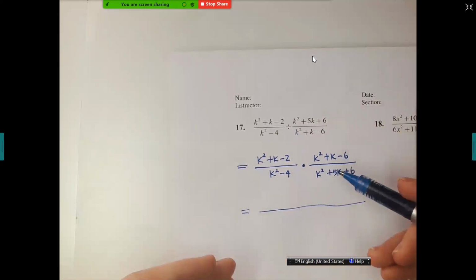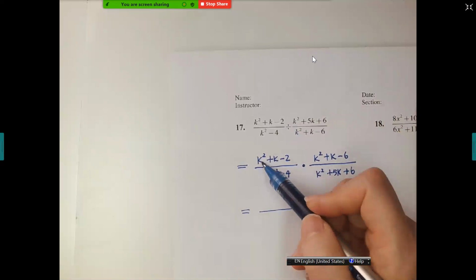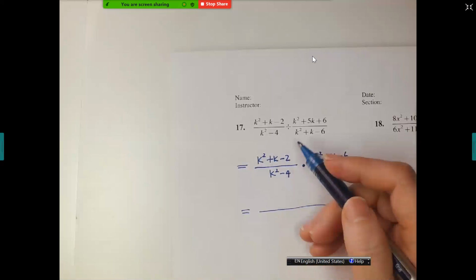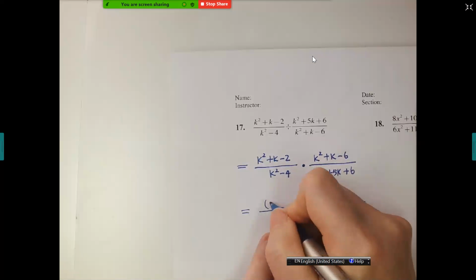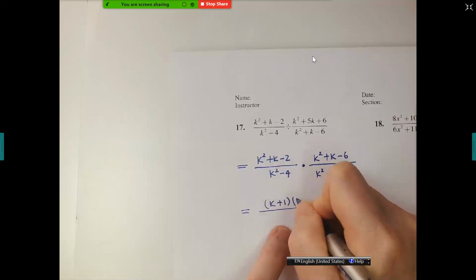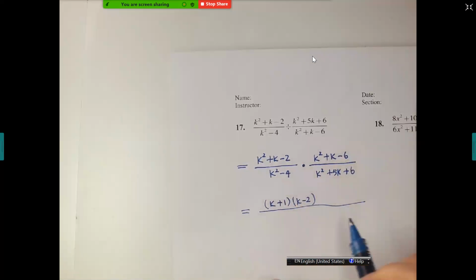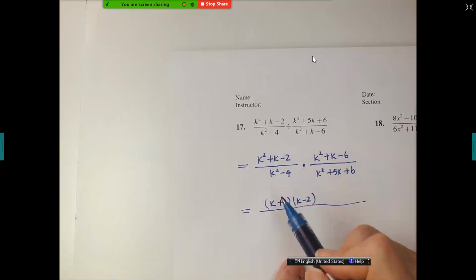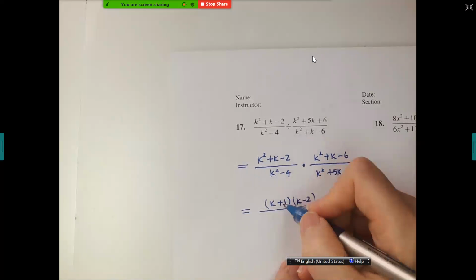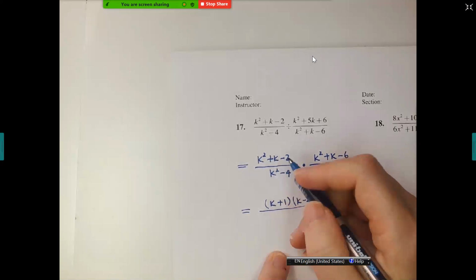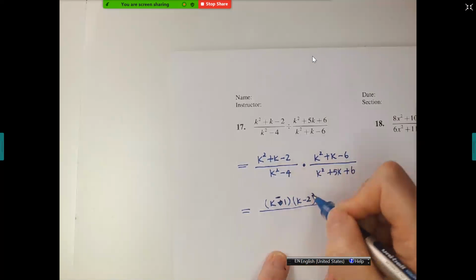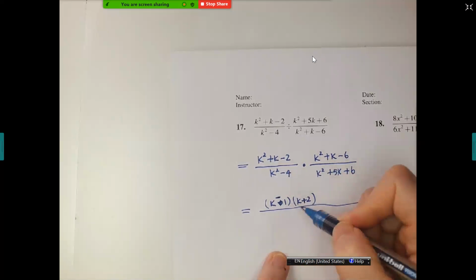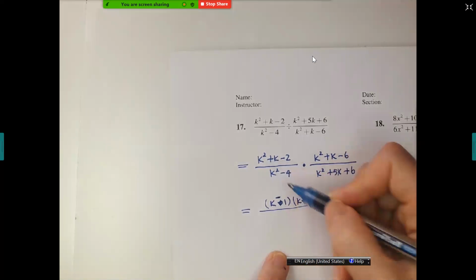So first numerator, k squared plus k minus 2. Can I factor this numerator? The answer is yes. It can be factored as k plus 1 times k minus 2. 1, negative 2. Product is negative 2. Sum is, no, I'm wrong. The sum should be positive, so then 1 should be negative, 2 should be positive. Okay, 2, negative 1. 2 plus negative 1 is positive 1.